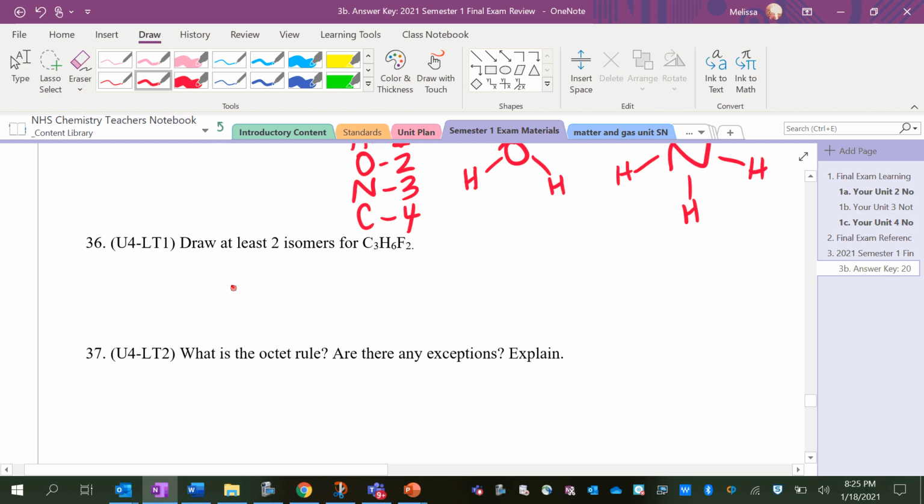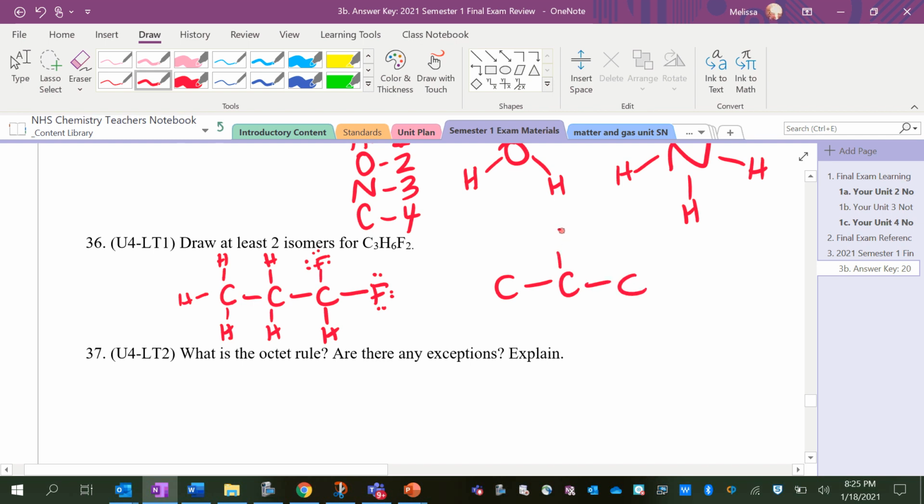Draw 2 isomers for C3H6F2. Well, fluorine is able to make 1 bond. And so are the hydrogens. So one option would be to have both fluorines on 1 carbon, or another option would be to have 1 fluorine on the middle carbon and 1 fluorine on the end carbon. Or another option could be that you put both fluorines on the middle carbon.